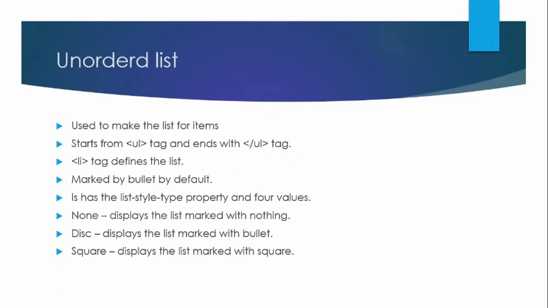It has the list-style-type property with 4 values: none, disc, square, and circle. None displays the list marked with nothing, disc displays the list marked with a round shape, the default bullet, square displays the list marked with a square, and circle displays the list marked with a circle. Now I'll execute and show you.